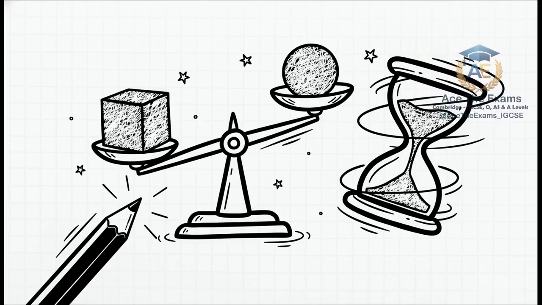Imagine a 30-second timer and try to speed write a perfect PEEL paragraph using these criteria in your head. It forces you to be precise, concise, and incredibly sharp.